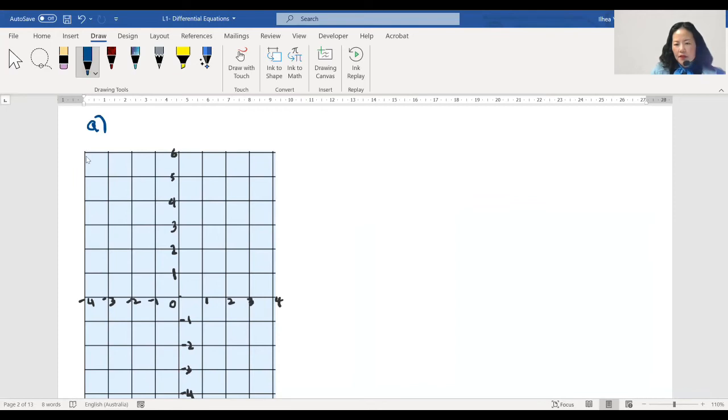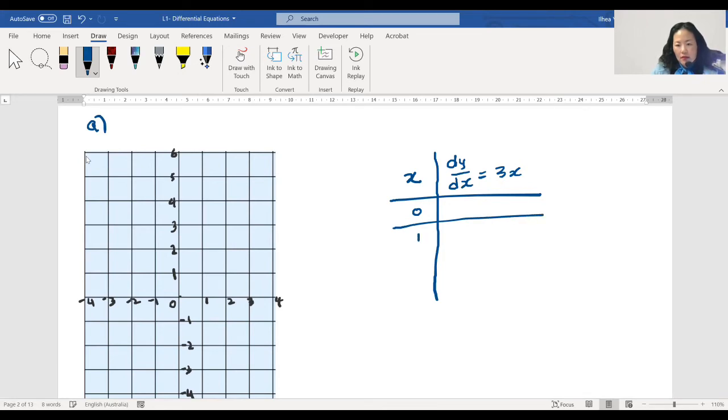Just very basic, two tables: x values here, and dy/dx equals 3x. So I want to see what will happen when the x value is changing. I'll go with 0 to start with, and then I'll put 1, and I'll put -1. I want to see what happens. And then I will put 2, and then I'll finish that off. Okay, if I put 0, I will get 0.